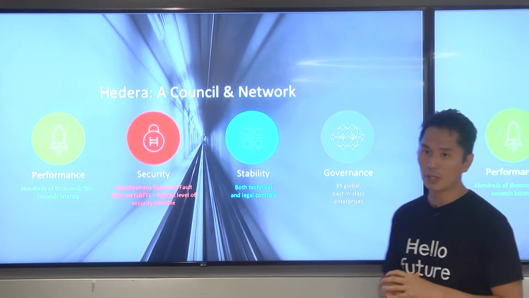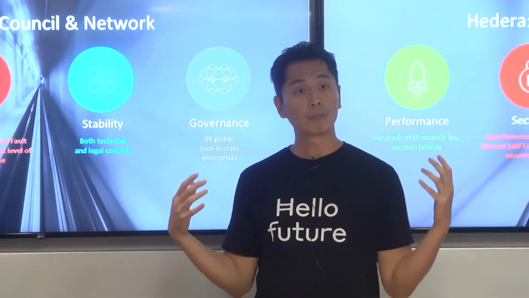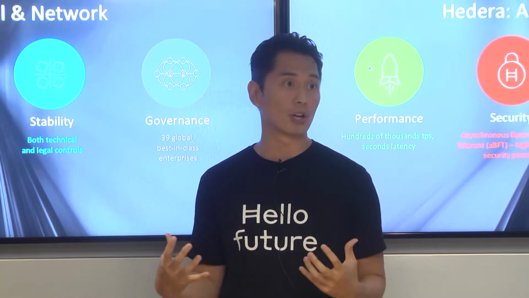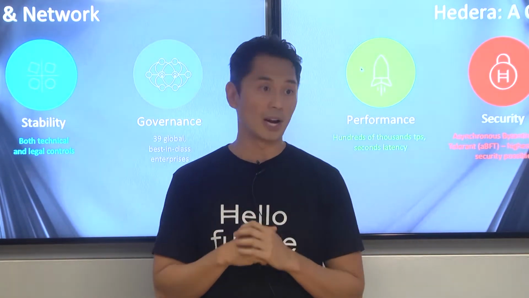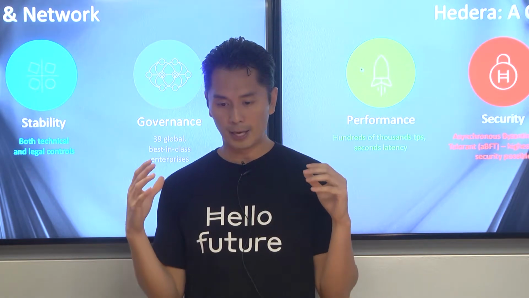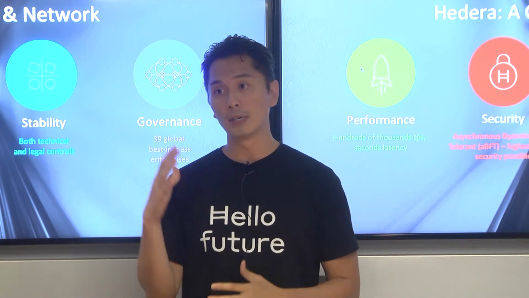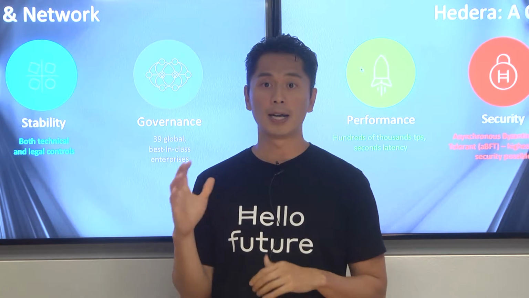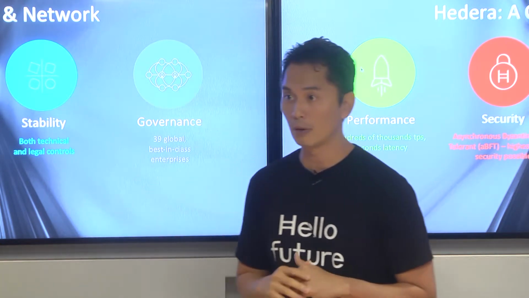And lastly, for governance, we are putting together a council of up to 39 of the largest corporations from around the world. These are Fortune 500 type companies, brand names that everyone here would have heard of. And we're going to be announcing the first tranche of 5 council members at our event next month, which will be February of 2019.